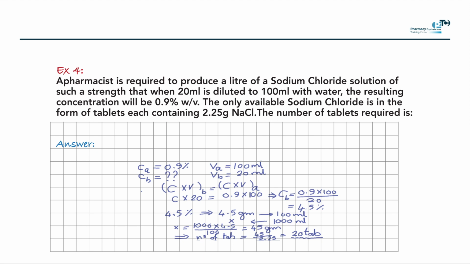He gives us the information that we have only sodium chloride in the form of tablets, and each tablet contains 2.25 grams of sodium chloride, but we need 45 grams of sodium chloride. From how many tablets can you get the 45 grams of sodium chloride? It is easy now to calculate this. It will be 20 tablets.